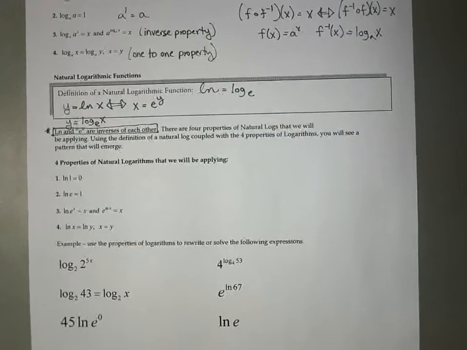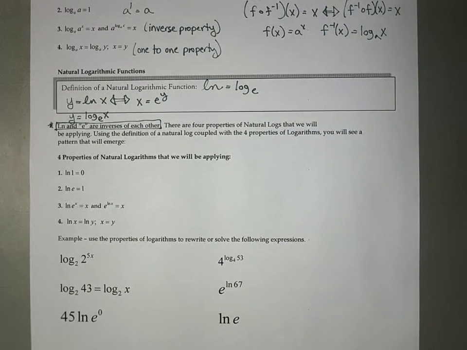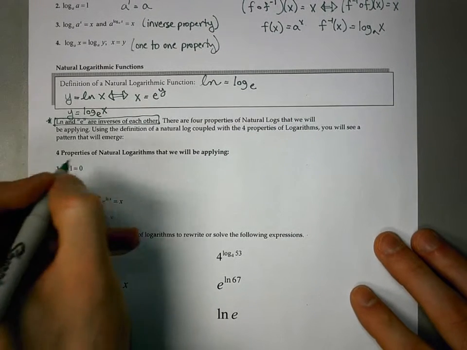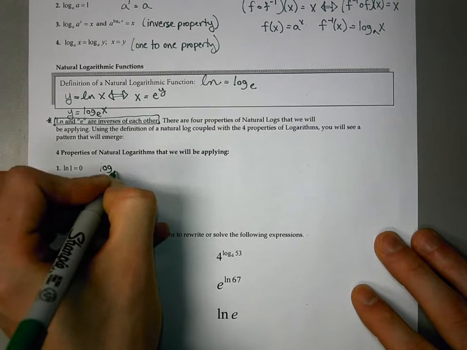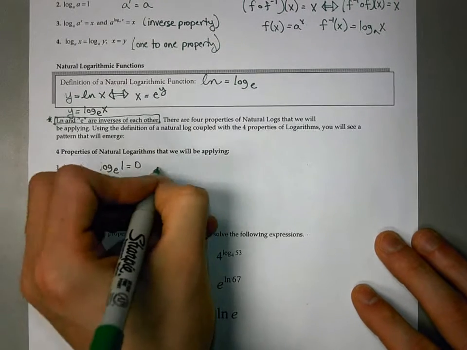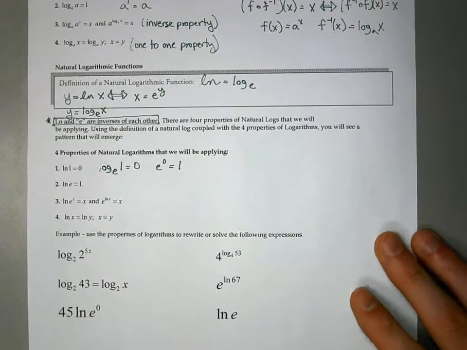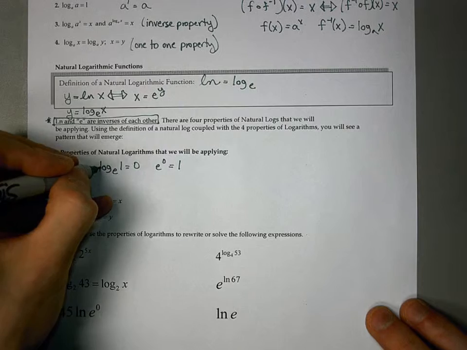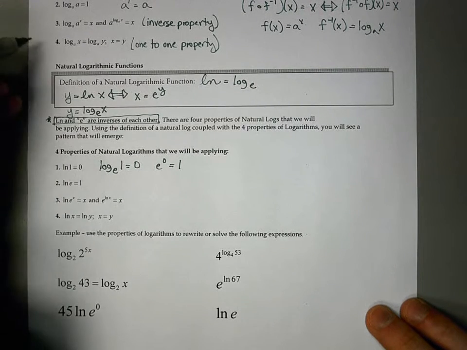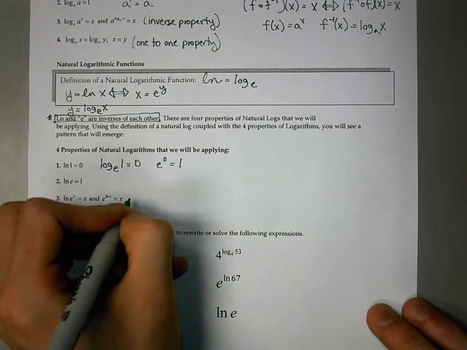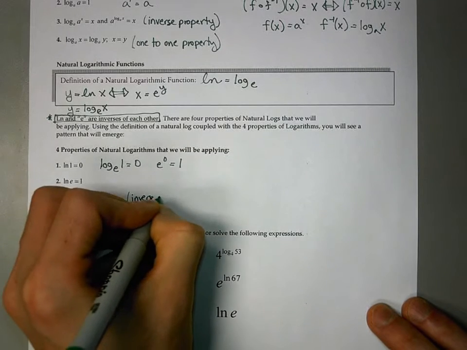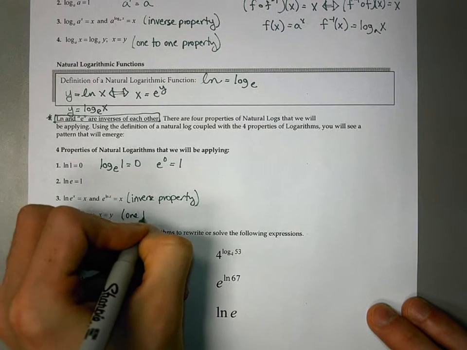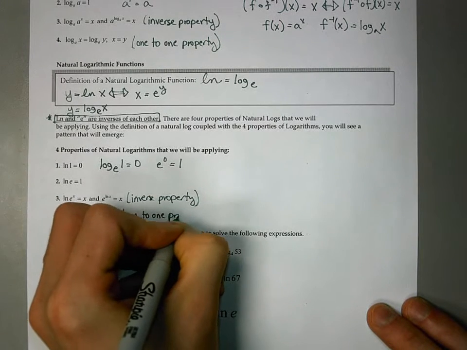So the four properties of natural logarithms are the same as the properties for logarithms. The natural log of 1 is equal to 0, and once again I could look at that as log base e of 1 is equal to 0. E to the 0 is equal to 1 because anything to the 0 power is equal to 1. And I could go through the exact same rationale with these properties that I did up here at the top. Once again, we're going to have the inverse property, and I'm going to have the one-to-one property.